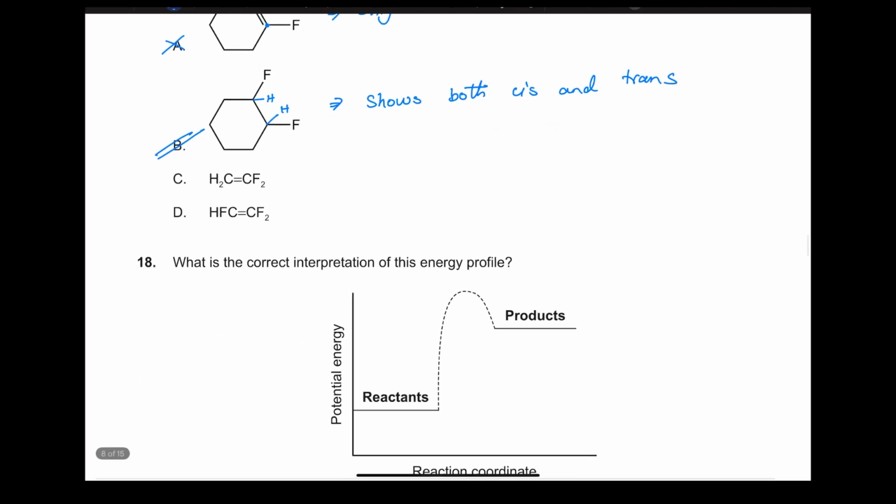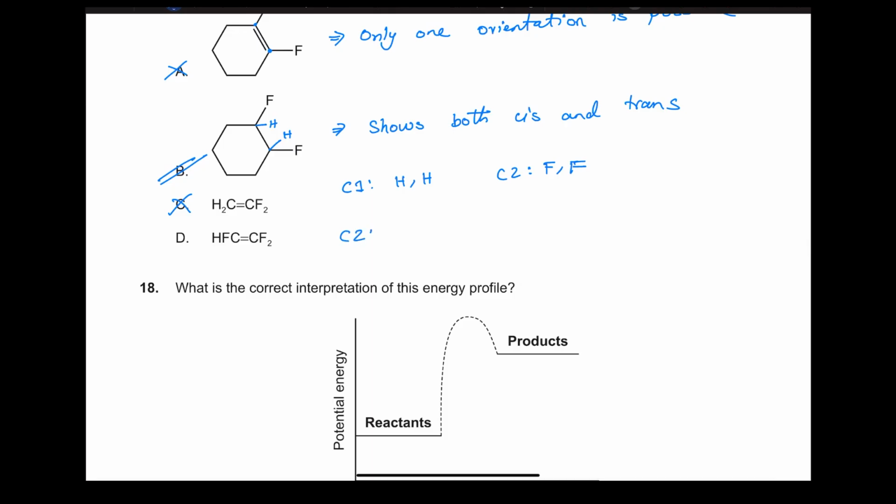Now we can also check C. For C, carbon 1 has hydrogen and hydrogen. Carbon 2 has fluorine and fluorine, right? So you should not have two identical substituents on any carbon for cis-trans isomerism. So C is wrong. You have identical groups on both of the carbon atoms, right?